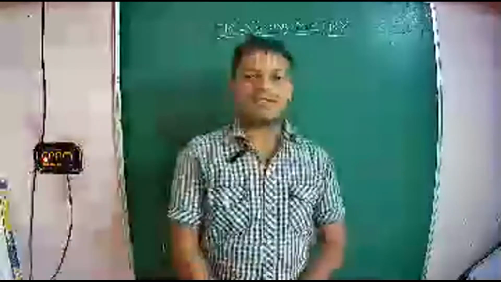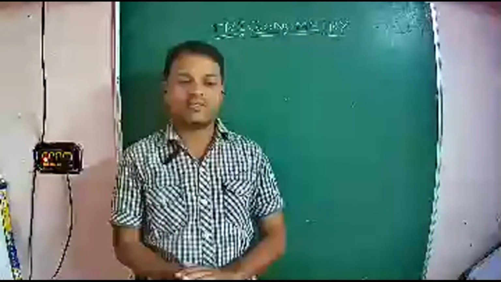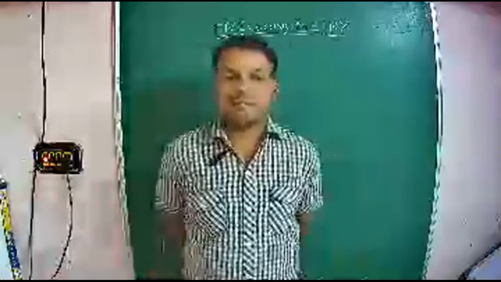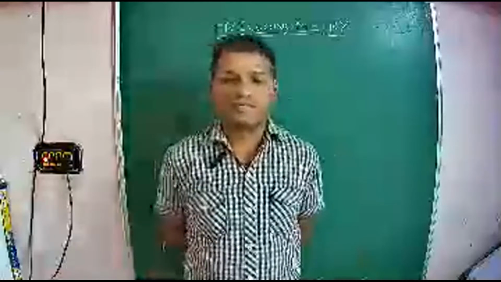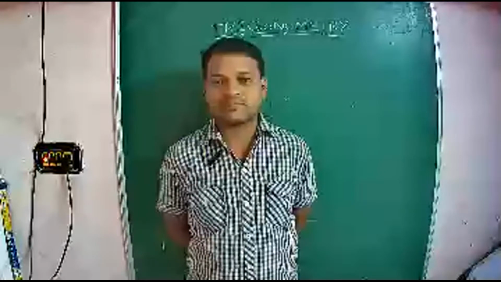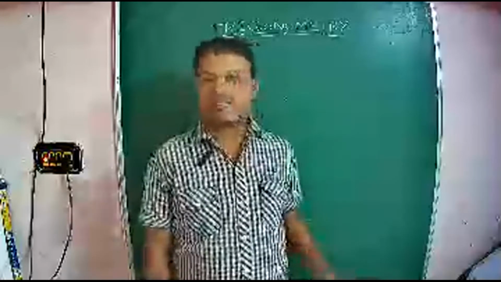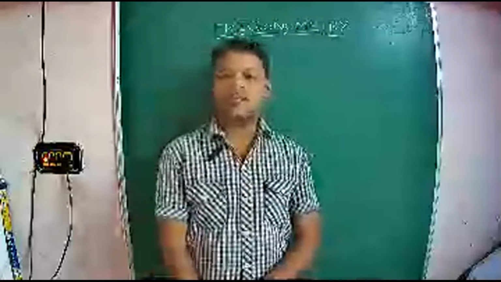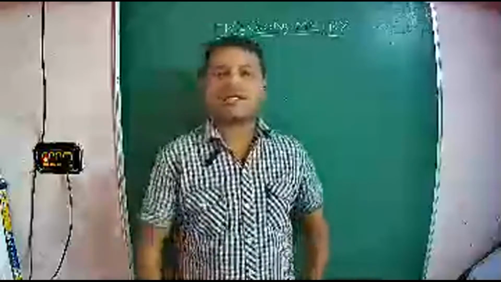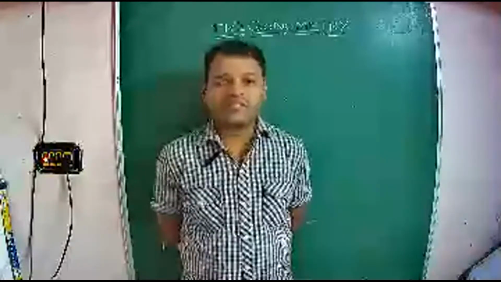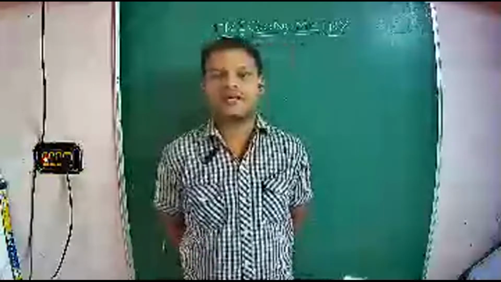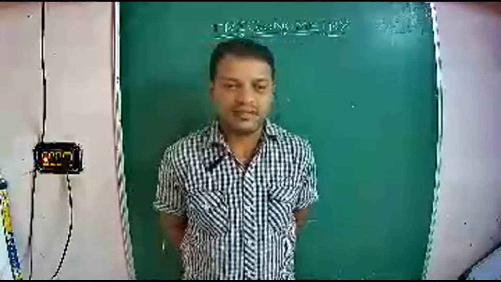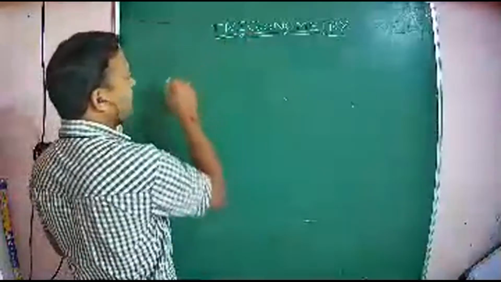Okay, so I'll start the topic. Yesterday I explained the introduction of trigonometry, and after that some basics: the definition of angle, measurement of angles, and in the right angle triangle, the trigonometric ratios and the definition of trigonometric ratios. I explained that yesterday. Now today I want to explain the right angle triangle.